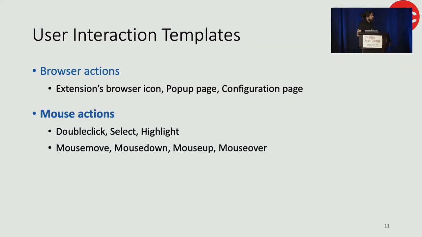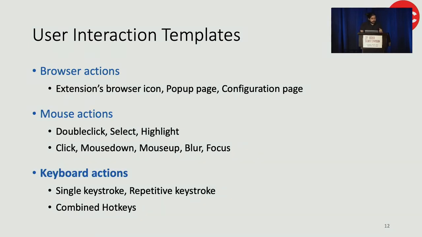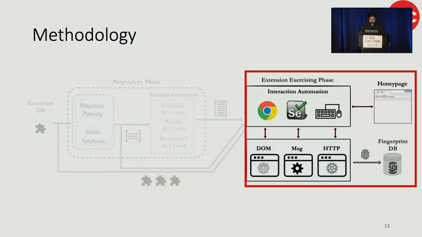The second category, as expected, includes the highest number of interactions. Since we want to be as extensive as possible, here we include all the user interactions that can be performed with the mouse. For example, a user can click the page, highlight a term, right-click a term, scroll, and all such kinds of interactions. The next template follows a similar pattern, and we define all the interactions that the user can perform through the keyboard, either simple actions or, again, more complicated. Now let's move to the extension exercising phase, where we exercise the extensions and generate the fingerprint.